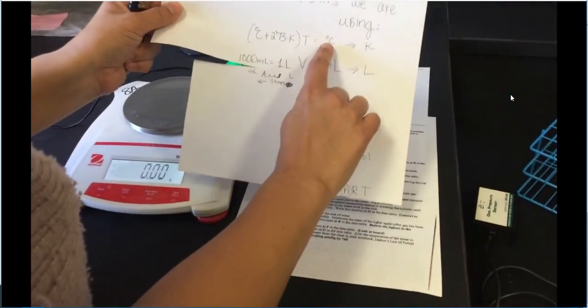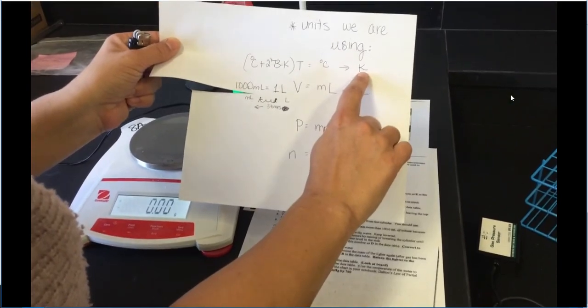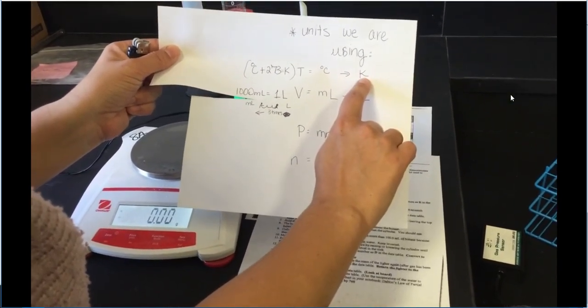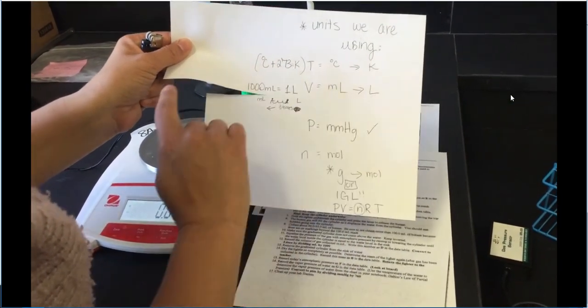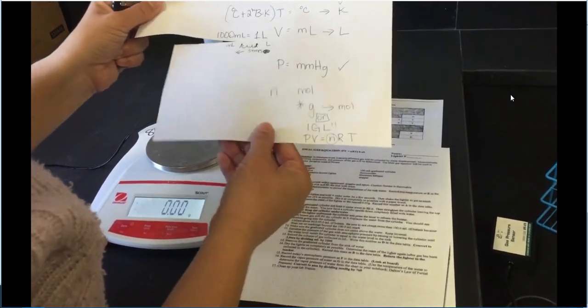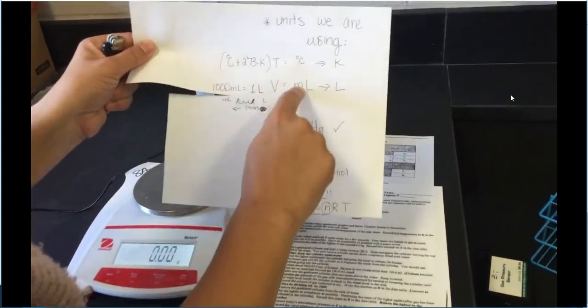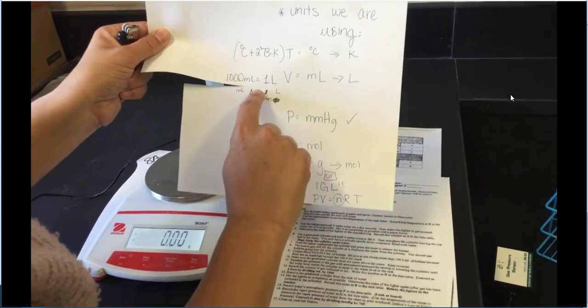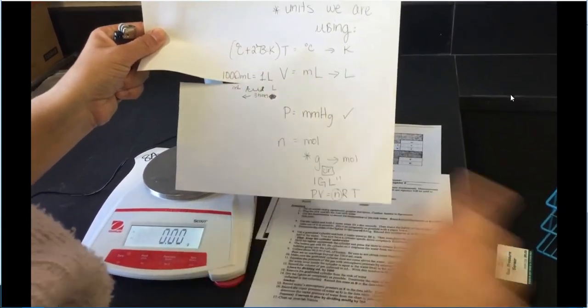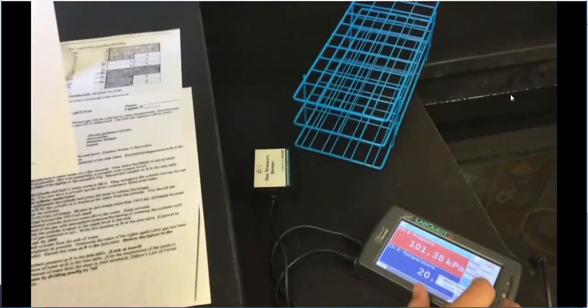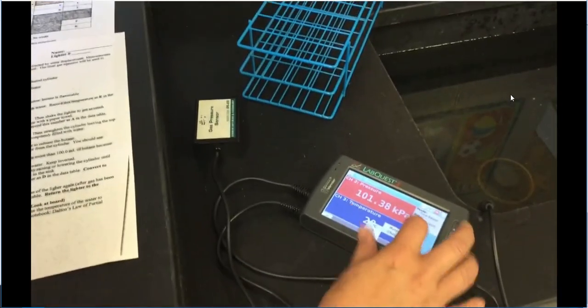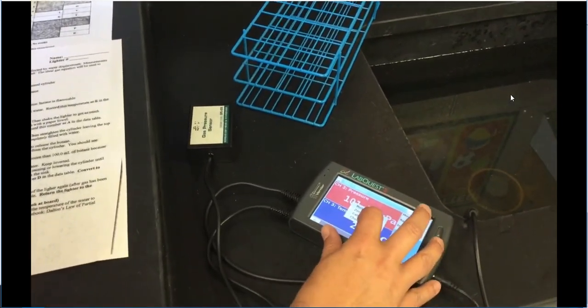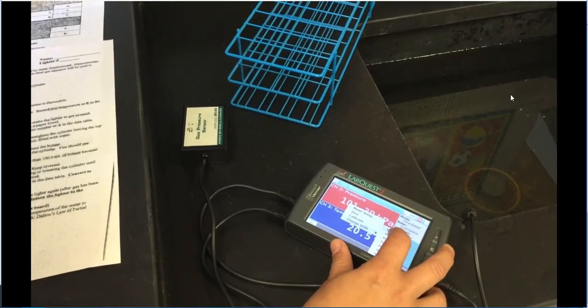Kind of this little chart telling us that we are going to collect it in Celsius. It'll be important, though, for using any kind of gas law that we're going to convert it to Kelvin. We do that by adding 273. We're going to be collecting gas in milliliters. We're going to convert that to liters by moving that decimal 3 times to the left. And then pressure, you can see over here on the little screen right here, we're in kPa right now, but we can change that over because we want to be collecting it in, not that one. We want to be in millimeter mercury.